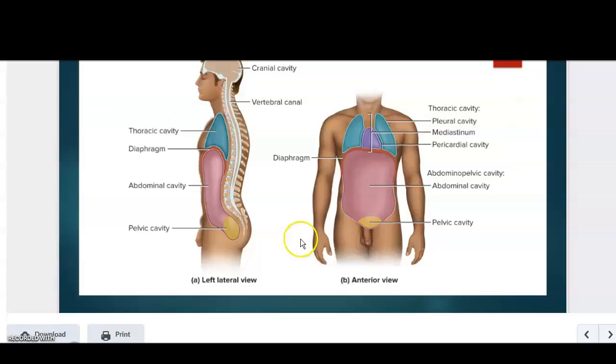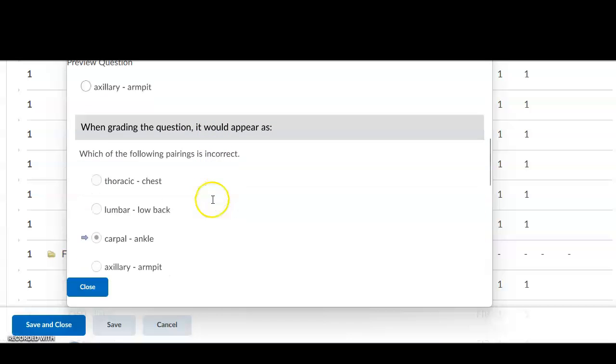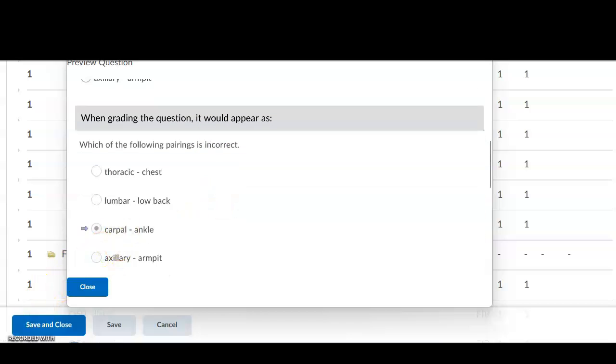Right? So if we look at the figure, these are the carpals. These ones are going to be the metacarpals. And those are part of your hands. Going back to the question, then the incorrect answer should be carpal and ankle, right? Because carpals and hand would be correct. So we scroll down right here, that's what we have.